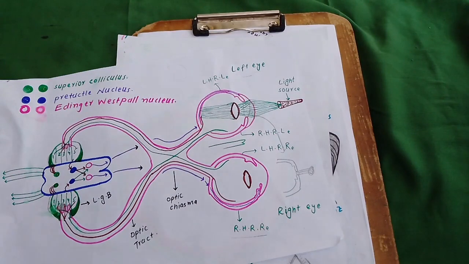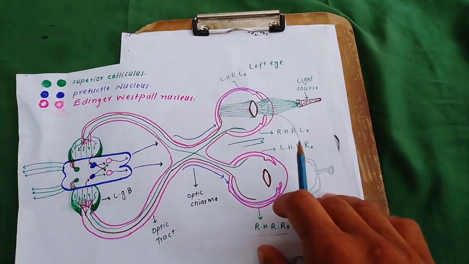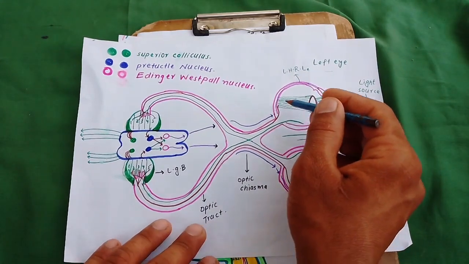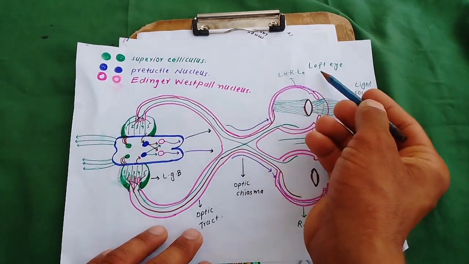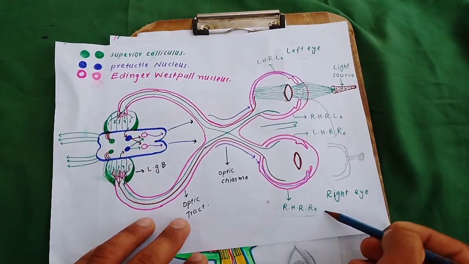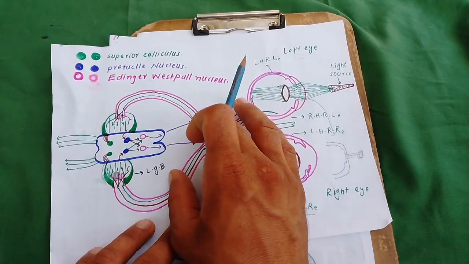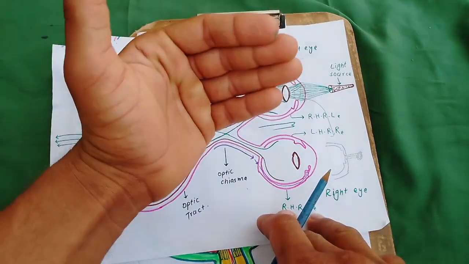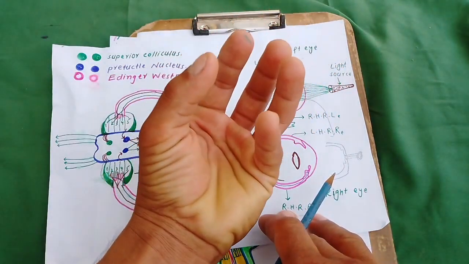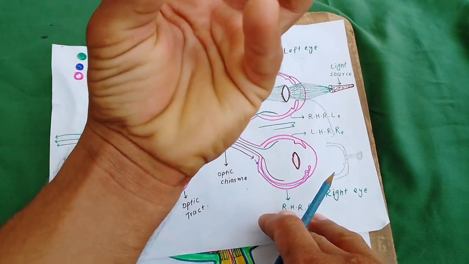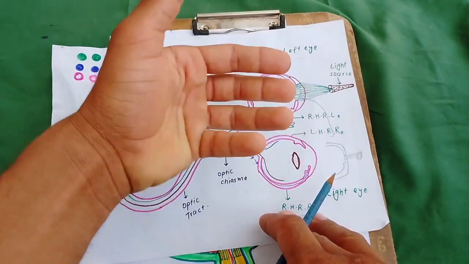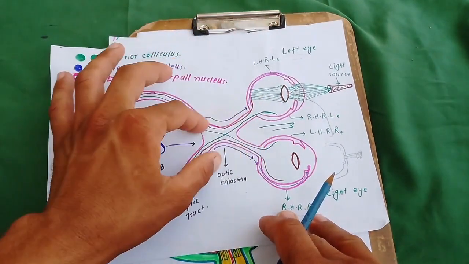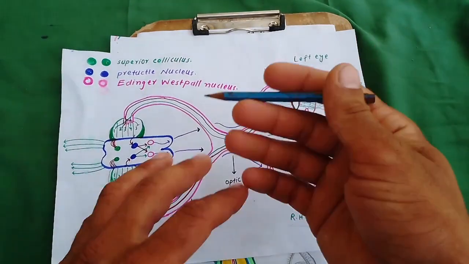Okay, suppose this is the left eye, and this is my right eye. First of all I will explain the anatomy of the visual pathway. I do not explain the visual pathway in very big detail here because I have already uploaded a full, big lecture on the visual pathway, but here I am giving just a little bit of an idea.